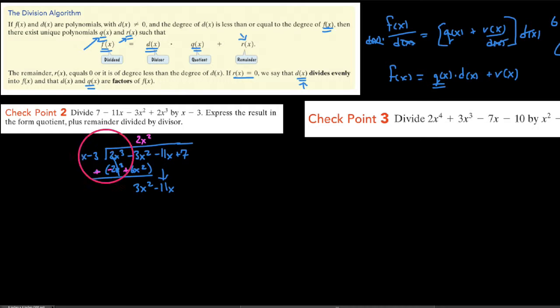and start up again. So now, what can I take times x to get 3x squared? Well, we could take it times 3x. So 3x times x is 3x squared. 3x times a negative 3 is negative 9x. And again, we're going to subtract all of this.